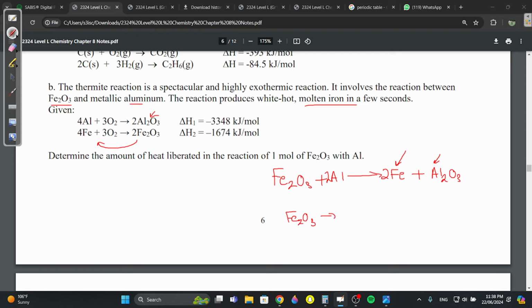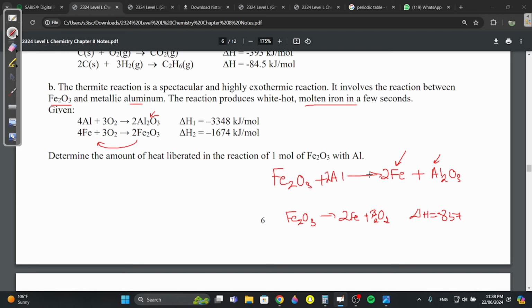Fe2O3 to produce 4 over 2 is 2. So 2 Fe plus 3 over 2 O2. And the delta H here would be, we flipped and divided by 2, so it's going to be 837 kilojoules.